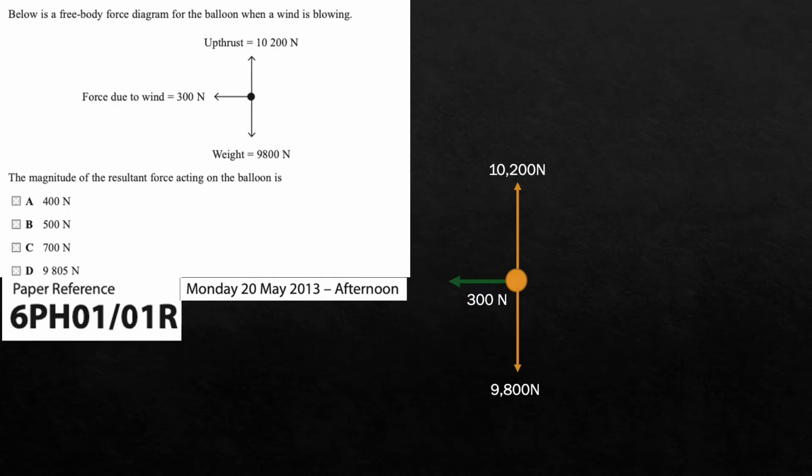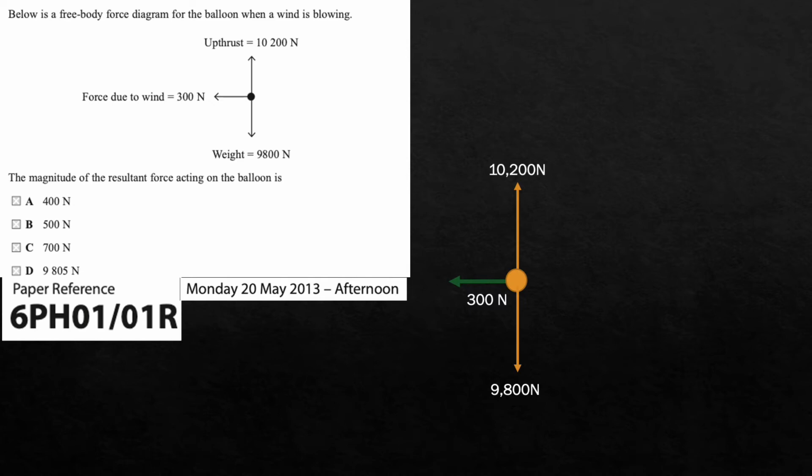Problem 3. Below is a free body force diagram for the balloon when a wind is blowing. Upthrust 10,200 newtons upwards. Force due to wind 300 newtons left. Weight downwards 9,800 newtons. The magnitude of the resultant force acting on the balloon is. So again, four possible answers are given.